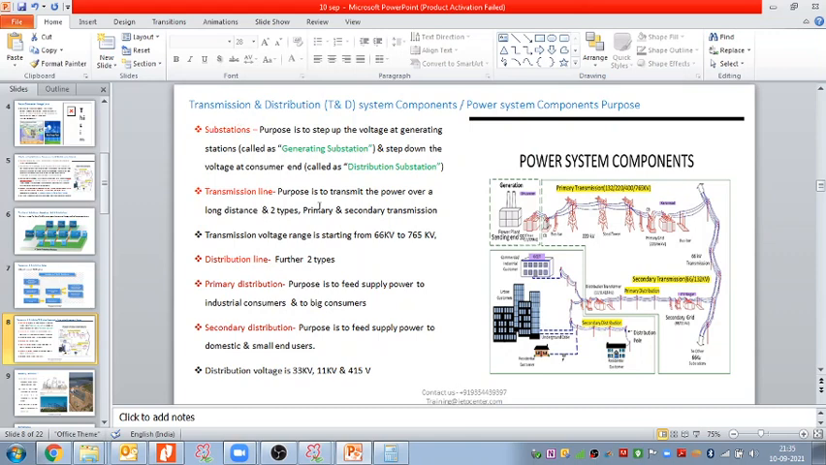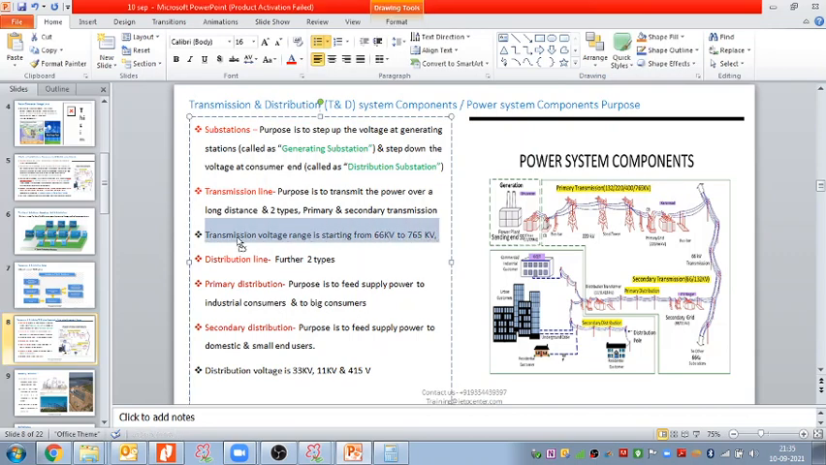Transmission line purpose: the purpose is to transmit the power over a long distance, right? And there are two types of transmission, primary and secondary transmission. What is the transmission line voltage? The voltage starts from 66 kV to 765 kV. This voltage is called the transmission voltage, and voltage up to 66 kV or 33 kV we call the distribution voltage. And then we have the distribution line.